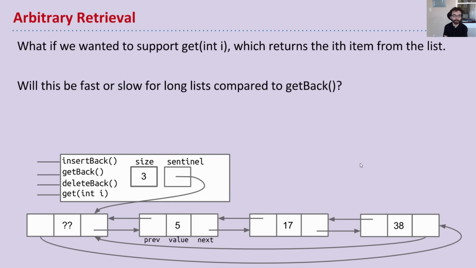Let's suppose we wanted to write an operation getInt(i), which you will have to do in Project 1A. Is that going to be fast or slow compared to, let's say, getBack? Okay? So just imagine the process. How do you get the back? Follow the pointers, whatever that means, and then think about what it'd be like to get an arbitrary item from the middle of the list. Will that be fast or slow?